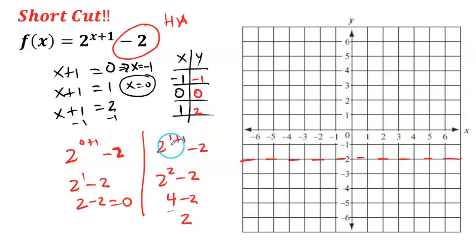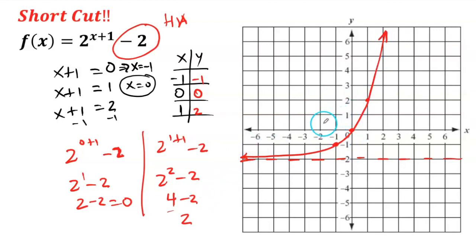And I have these points now. Let's plot them. Negative 1, negative 1. 0, 0. 1 and 2. And here it's going to start increasing. So as you notice, my graph is coming from here. So asymptote, points, and here we go.